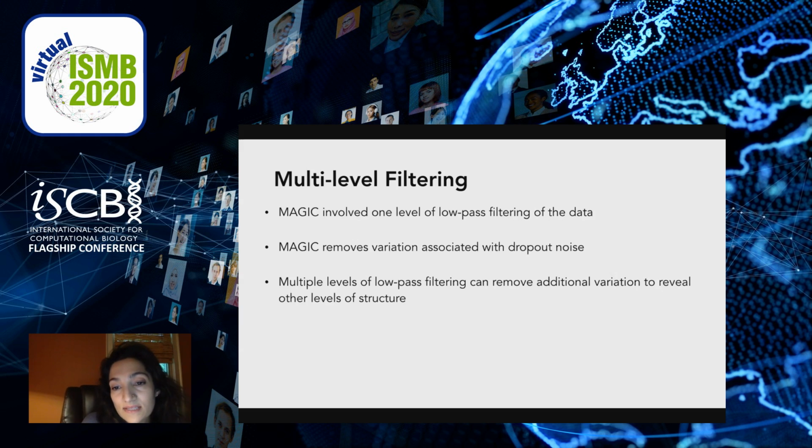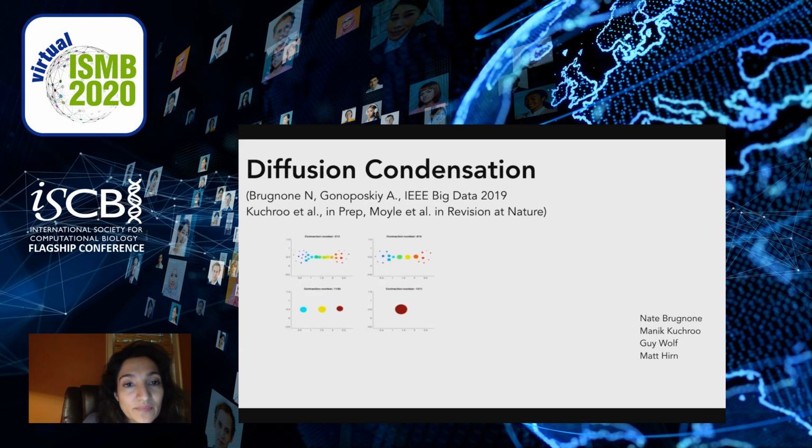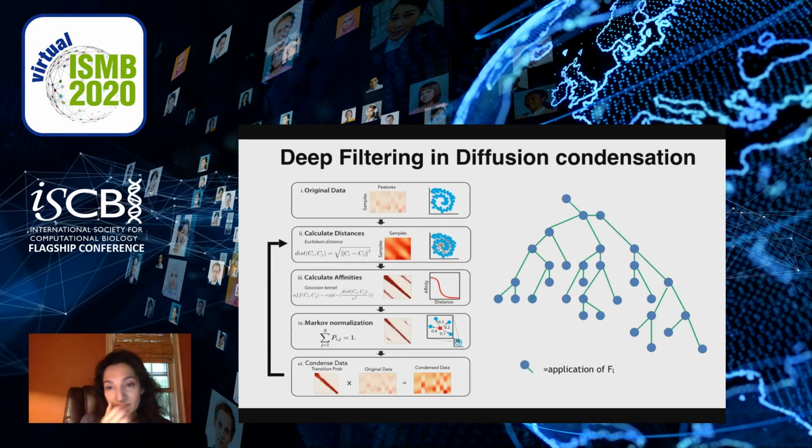And our hypothesis is that this would remove additional variation and reveal other levels of structure in the data. So we undertook another project called Diffusion Condensation, which was published in IEEE Big Data last year, where we did exactly this. So the idea is to allow natural grouping of data points to appear at different levels of granularity by repeating the low-pass filtering. So how do we repeat the low-pass filtering?